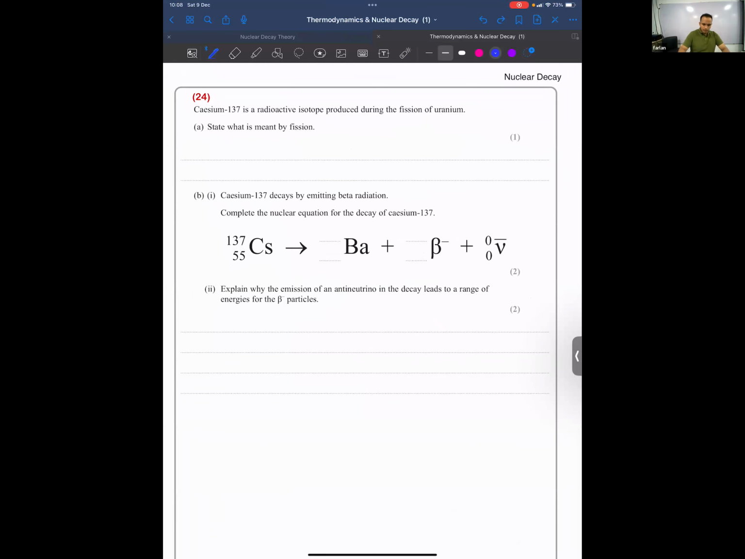Okay, a larger nucleus splitting into two lighter nuclei, releasing energy.